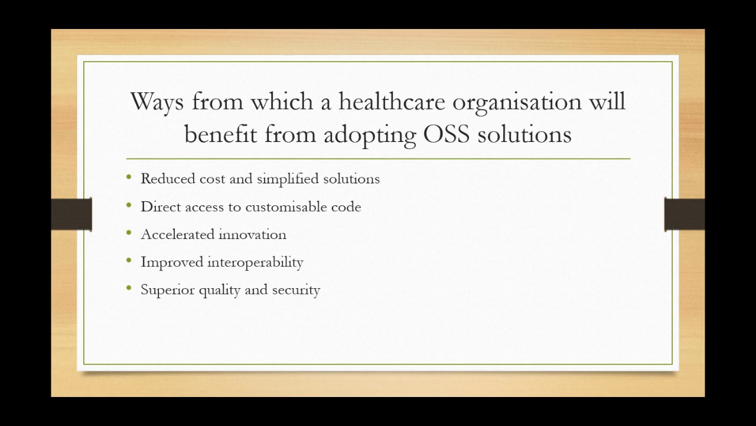Another way is direct access to customizable code. The ability to customize code enables more agile and effective progress. These open source software technologies are extendable and reusable. With direct access to open source code, users of open source software have the flexibility to evaluate and adopt software and systems as they are needed.